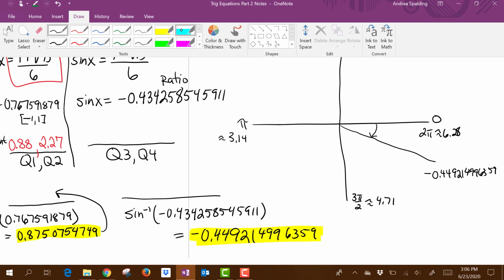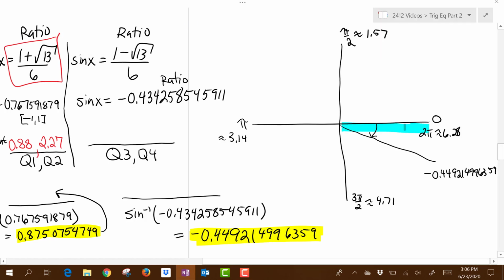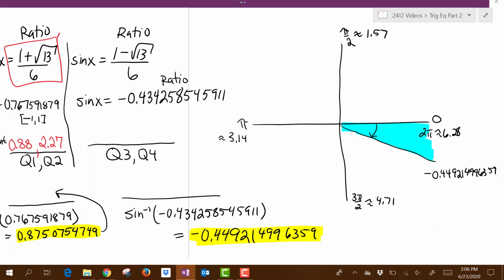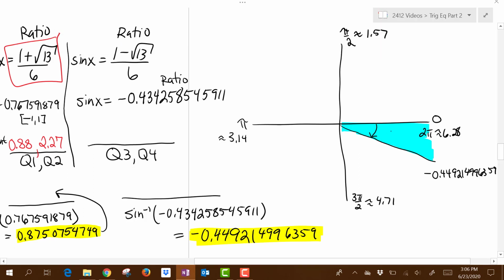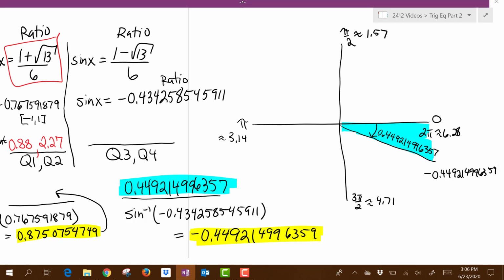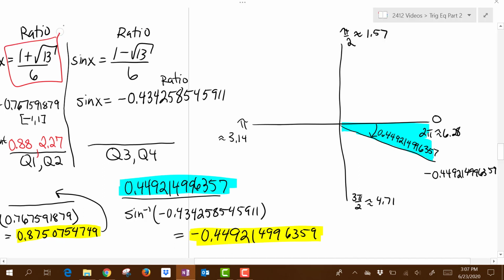Our reference angle is actually going to be the positive distance between the x-axis and the terminal side of that angle. So our official reference angle will be the positive version of that angle. There's our reference angle in blue. What we have to be careful about is to remember again that our solution has to be a positive angle from quadrant 3 and quadrant 4.